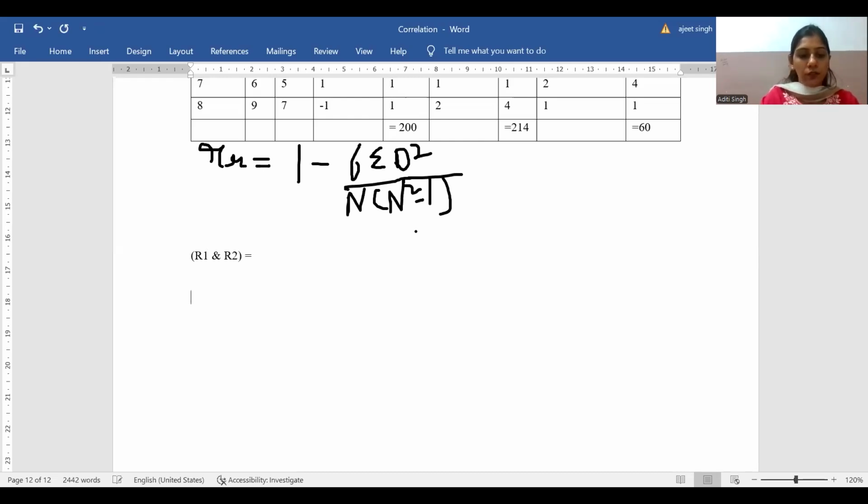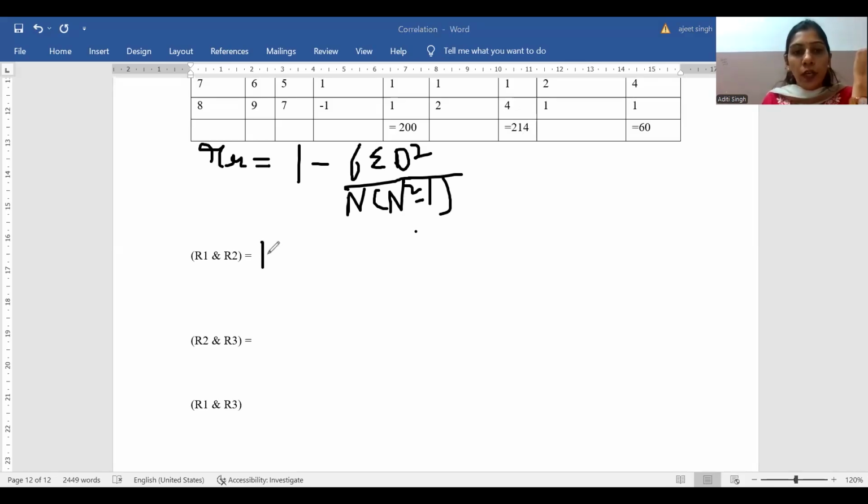Okay, after that R2 and R3. Okay, so this is how we do the calculation. After that, R1 and R3. Okay, so we have to calculate this for all the three individually. Let's calculate for the first one. So the formula is common.